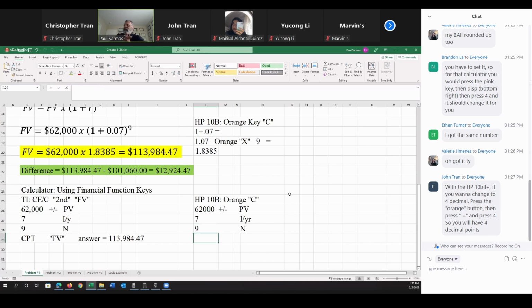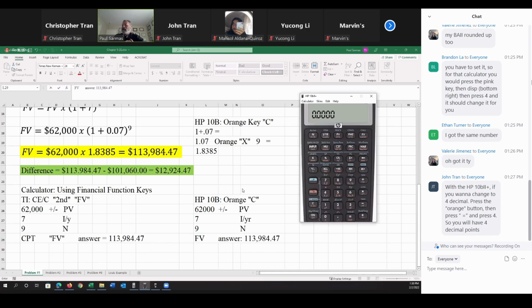N is exactly the same. You don't have a compute key on the HP calculator. So all you do, you press FV. And trust me, you should get the same answer, 113,984.47. Am I telling you the truth? Let's try it. See, broken arrow C, orange C. The calculator is clear.